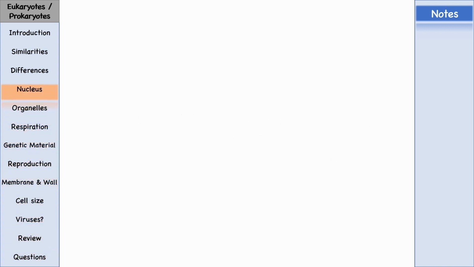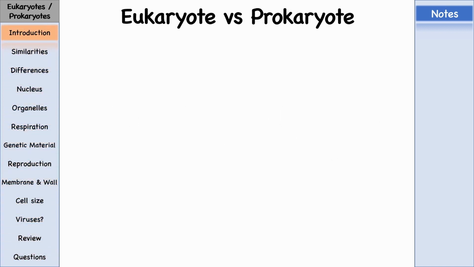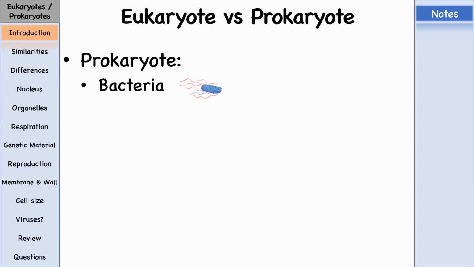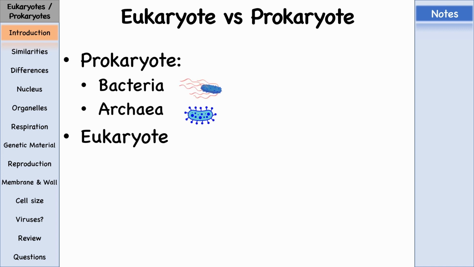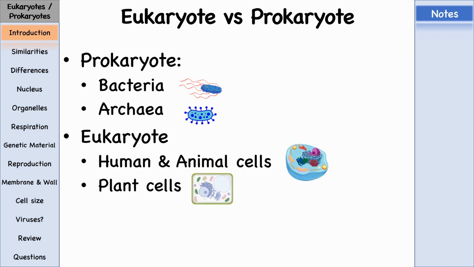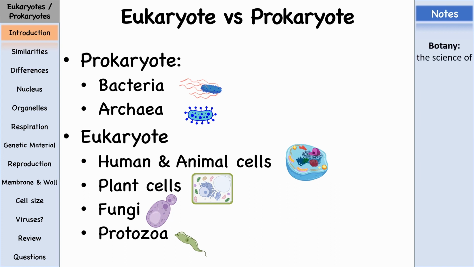After we have taken some information about prokaryotes and eukaryotes, now we will talk about the differences between them to be more clear. Prokaryotes are divided into two kingdoms, bacteria and archaea. Eukaryotes are divided into four: human and animal cells, plant cells, fungi, and protozoa. Human and animal cells are studied in biology. Plant cells are studied in botany, and others are studied in microbiology because they are microorganisms.